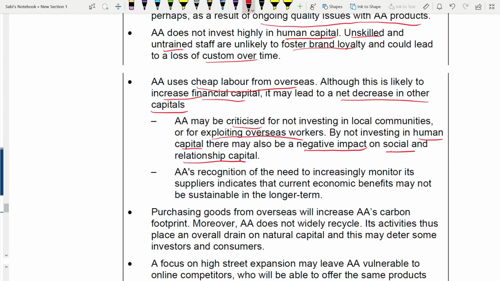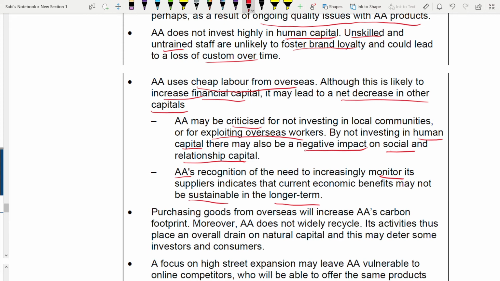Second, remember there was a point that because of this criticism and all, the AA feels that they need to now monitor their suppliers very closely. Because there is an urgency, a need to monitor the supply very closely, it indicates that the current economic benefit may not be sustainable in the long term. The benefit that they're receiving currently because of cheap labor, increasing their financial capital, in the long term is not sustainable.